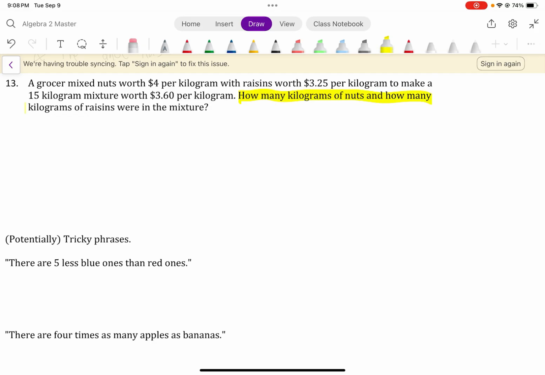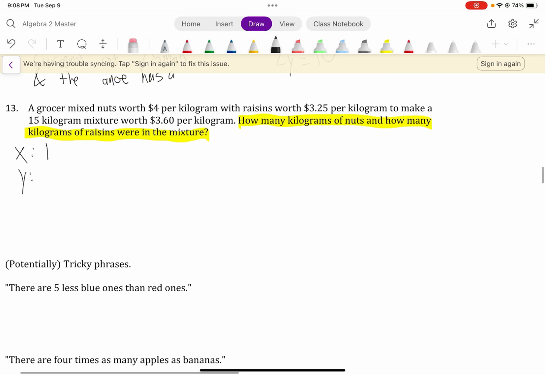As always, the question itself tells you what your variables should be. Some people like to use letters that are just the beginning of what you're looking at. I don't personally like to do that myself. There's not really a good reason for either way, but I'm going to say X is kilograms of nuts and Y is kilograms of raisins.